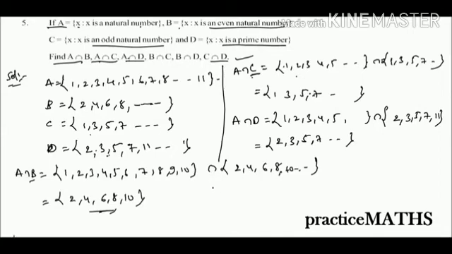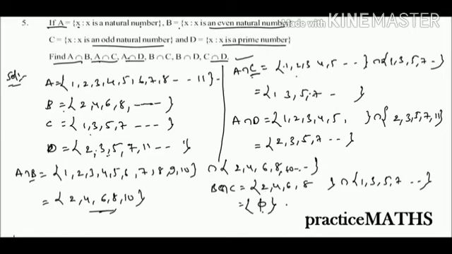And here we need to find B intersection C. So what is B here? B is the even number set, 2 comma 4 comma 6 comma 8 and so on. C means the odd number set, 1 3 5 7 and so on. So it will come as a null set, because there is no number equal in these two sets. So this is a null set. And B intersection D, you please do.